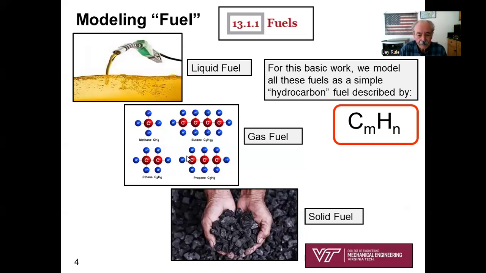Now, for the liquid and gaseous fuels, M and N are probably going to be integers. They could be large integers, but they're going to be integers. For solid fuels, not so much. But do recognize that M and N could be some type of real number. It could be an integer and a fraction, like 1.07 or something like that. N could be 2.25 for various solid fuels. But for right now, recognize that we're going to say that we can model any hydrocarbon fuel with the chemical formula C sub M, H sub N.